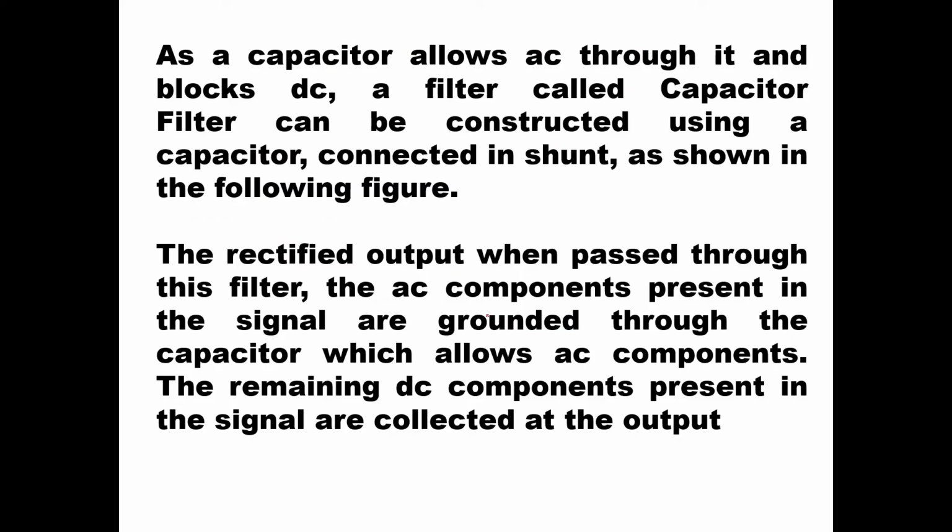Then, if you see the explanatory note, you can explain it this way. As a capacitor allows AC through it and blocks DC, a filter called a capacitor filter can be constructed using a capacitor connected in shunt. Shunt means parallel, as shown in the figure. When the rectifier output is passed through this filter, the AC components present in the signal are grounded through the capacitor, and the remaining DC component is collected at the output, which will reach the load. This is what we explained when we saw the circuit of the C filter.